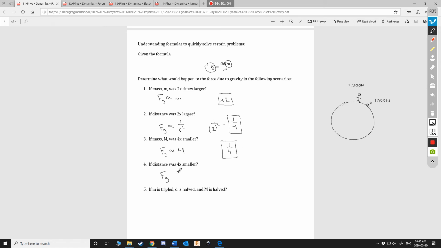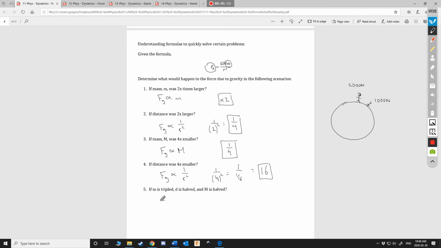If the distance is 4 times smaller, you get 1 over r squared again. If I replace that r with 1 over 4, again, r is being squared, so you get 1 over 16 when I square it. So 1 over 1/16 is equal to 16. So the force is 16 times more massive.